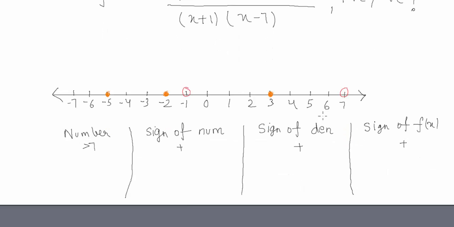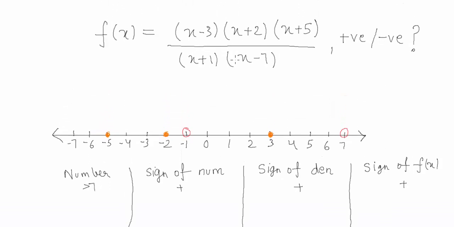So now let's look at this interval from 3 to 7. Let's take any number in this interval, let's say 4, and when I input 4 into this function, you will see that the sign of the numerator is positive. The sign of the denominator is actually negative, so we are considering 4, so the sign of the function is negative, right?